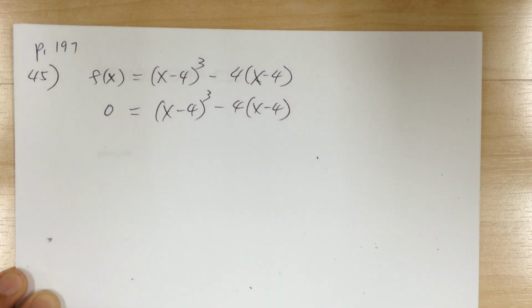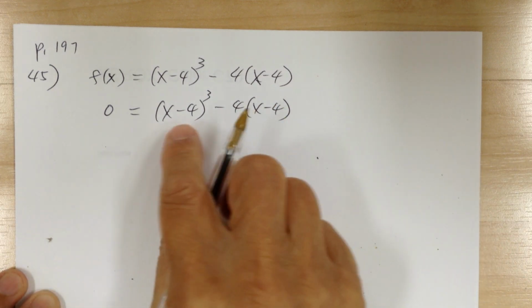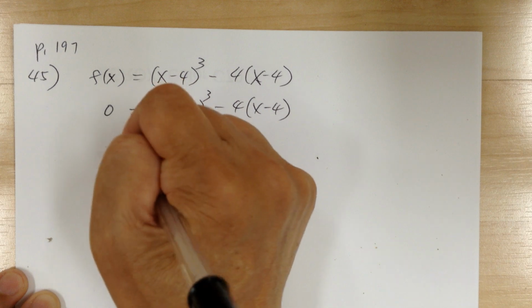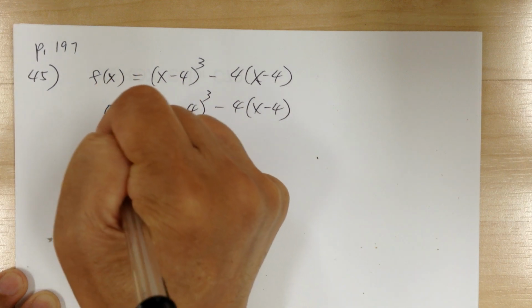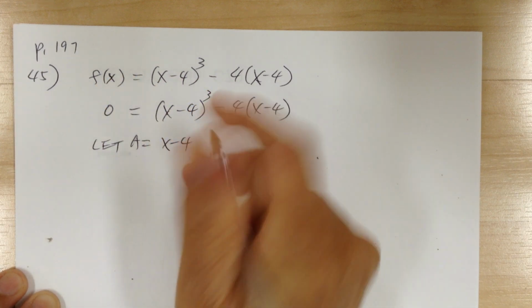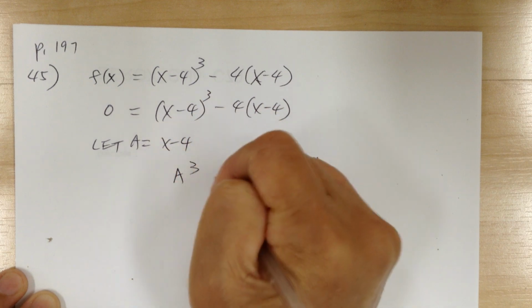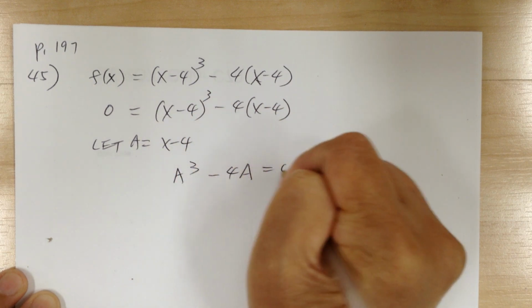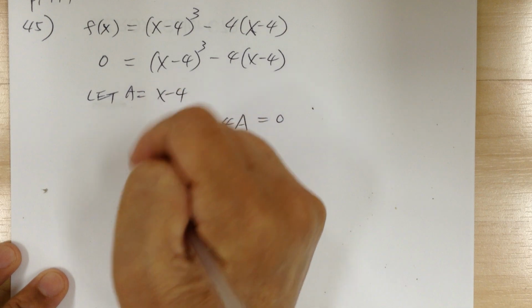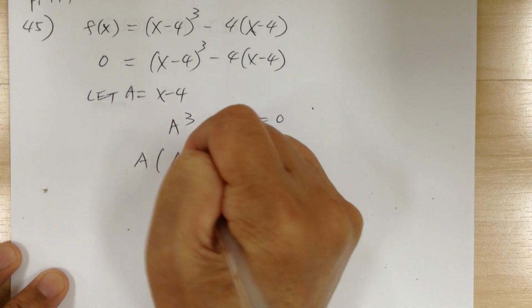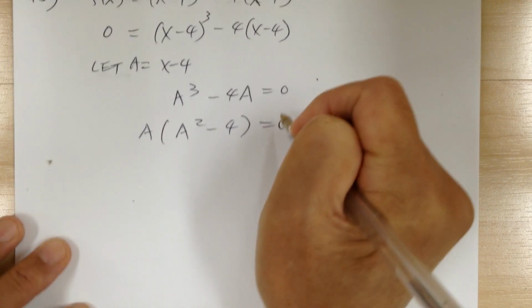Okay, again, when things get complicated, what you do is let a equal to x minus 4. That way this becomes a to the 3 minus 4a equal to 0. So go ahead and factor out the a. So you got a squared minus 4 equal to 0.